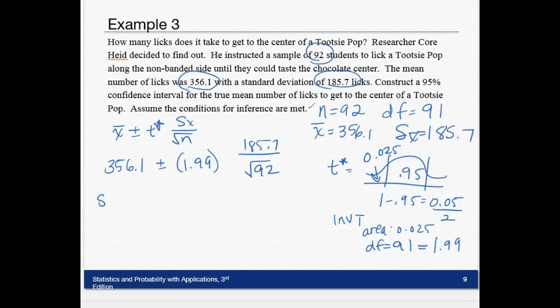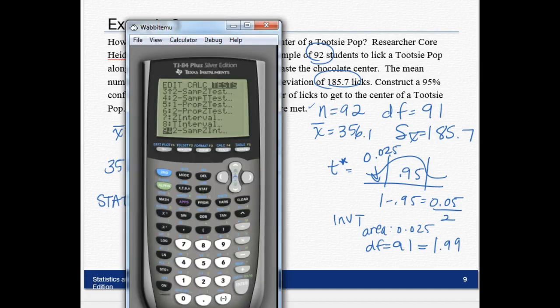Okay, so you're going to go to Stat, Test, right? And it's number 8, T interval. Do you see it? T interval. All right, so T interval is what we want, and you have two options, data or stats. You'd only use this data option if you had put the data in the lists. Okay, so in this problem, they gave us the statistics of our sample, so we're going to use stats.